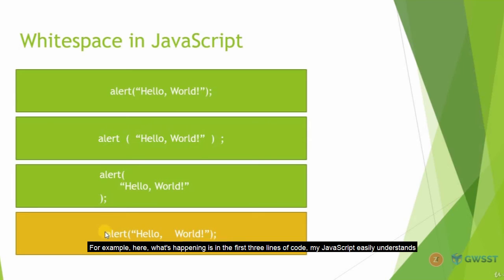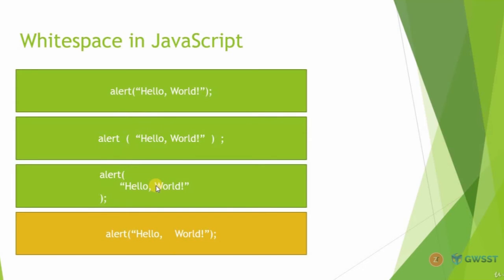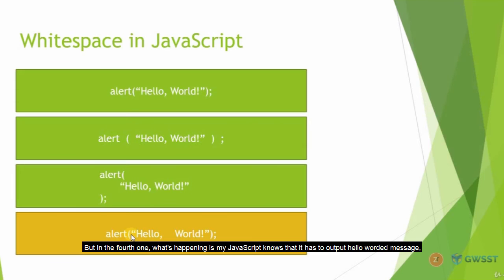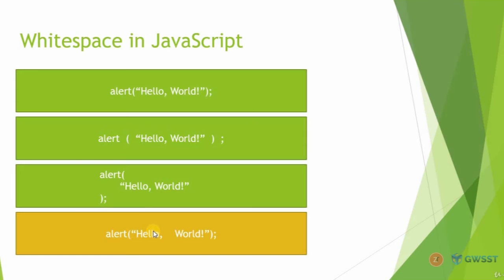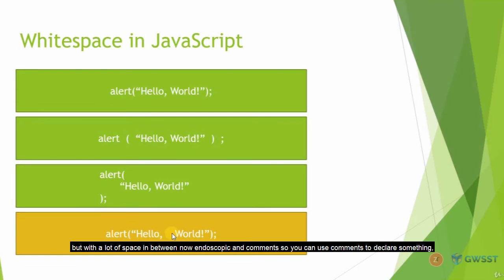But this is where things start to matter. For example, here what's happening is in the first 3 lines of code, my JavaScript easily understands that it has to pop out an alert message as hello world. But in the 4th one, my JavaScript knows that it has to output a hello world message, but with a lot of space in between.